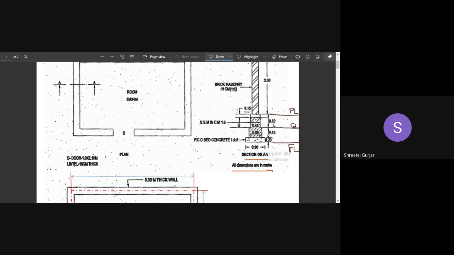Below your stone masonry is your PCC bed, plain cement concrete bed in proportion 1:4:8. The width of your PCC bed is 0.9, and the depth of your PCC concrete bed is 0.2. So that is the width and the depth.